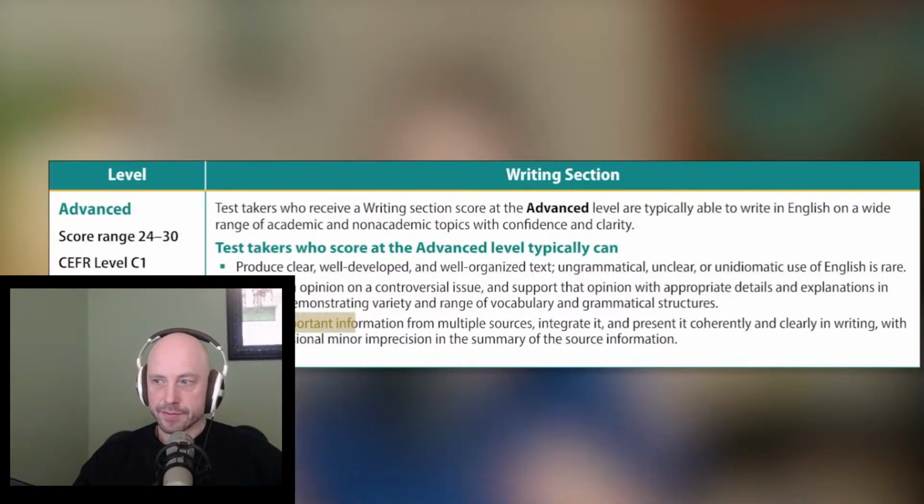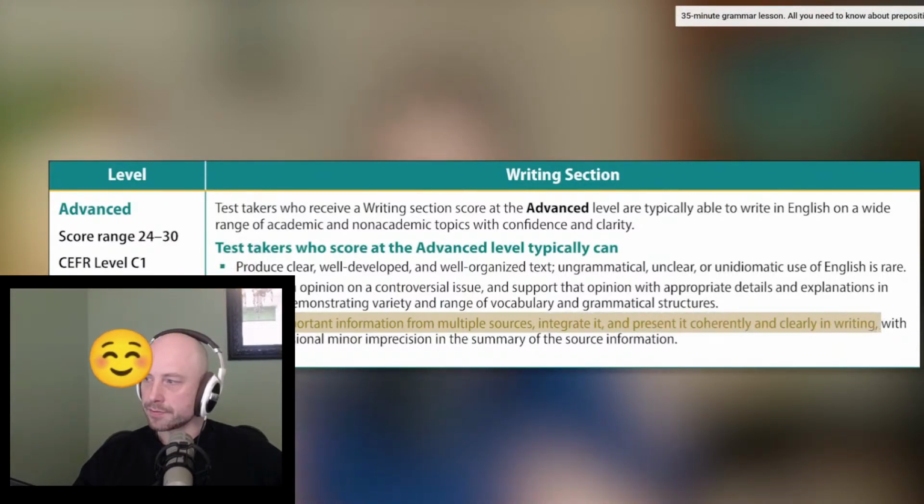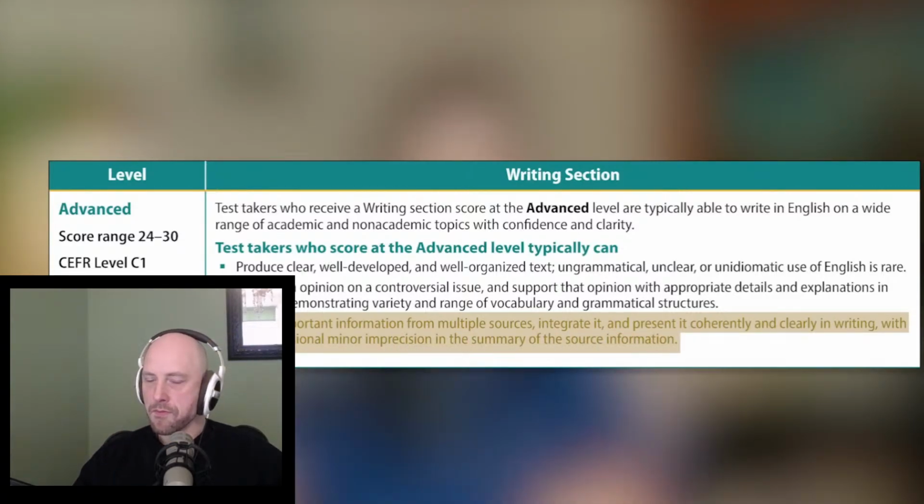Also, when you're writing a text and you want to qualify as C1, you need to select important information from multiple sources, integrated and presented coherently and clearly in writing, with only occasional minor imprecision in the summary of the source information. What they basically mean is that, yes, you can summarize with your own words, but you have to be attentive to detail. You have to be very clear with what you're writing.